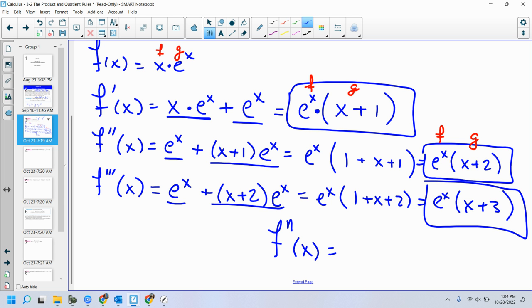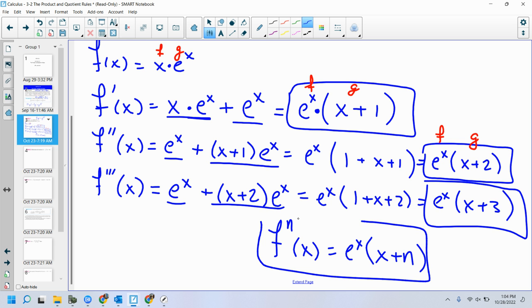What's always constant? e to the x, and then we've got x plus n. The reason why I like this example is because right now we have only really found the derivative of polynomials. And for the derivative of polynomials, it just keeps reducing and reducing until you get to 0, right? It just keeps getting smaller and smaller. Derivatives don't always work like that.